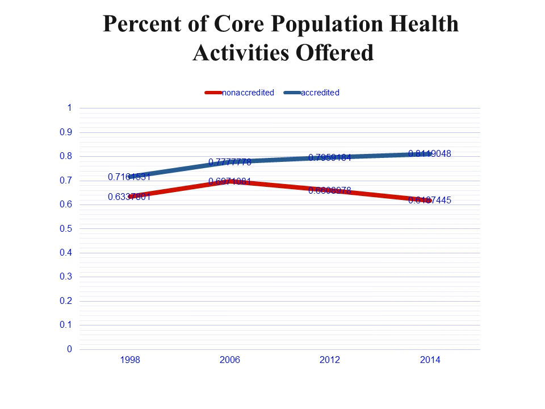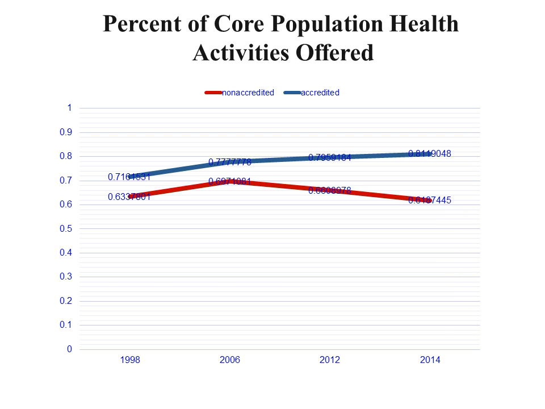So this shows the aggregate measure of the percent of core population health activities offered by both groups. And again, this is a key measure of our development of comprehensive public health systems. You can see that the accredited cohort in the blue offers a higher percent of core population health activities over the length of our survey, right? So that blue line is clearly above the red line from 1998 to 2014.